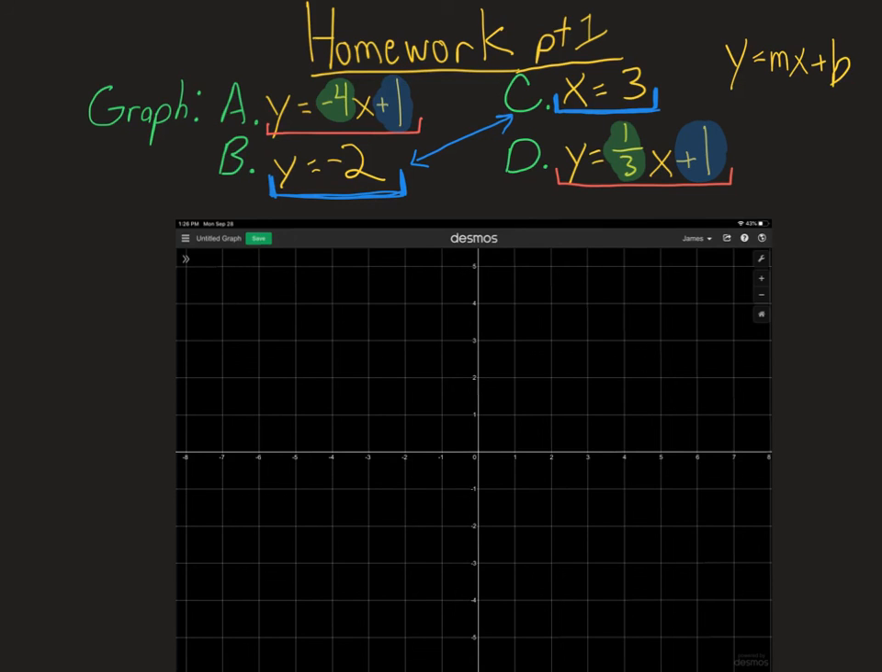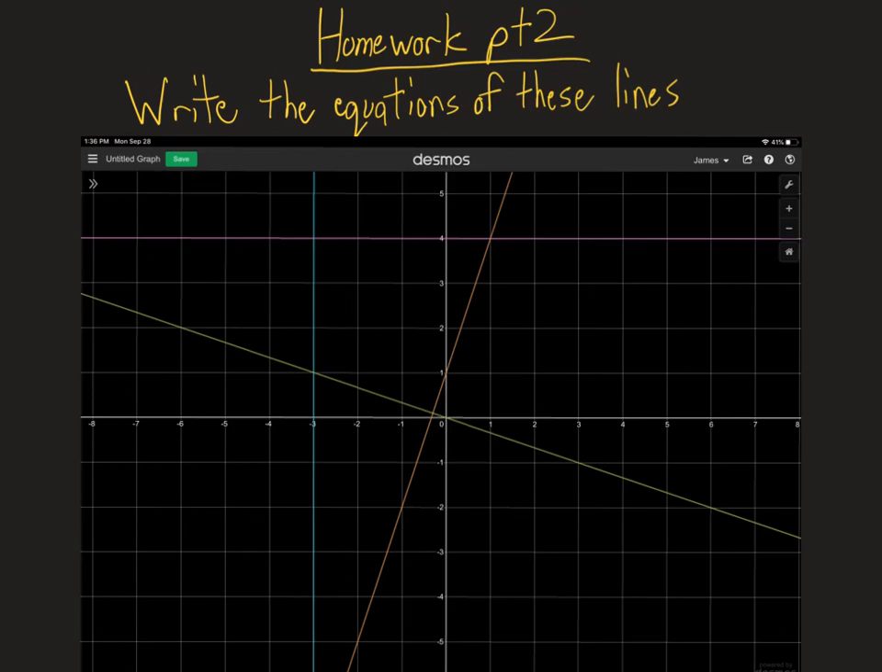So graph those 4, and then there's the other thing in exact reverse order, and we'll call these A, B, C, and D. What are the equations for those lines?